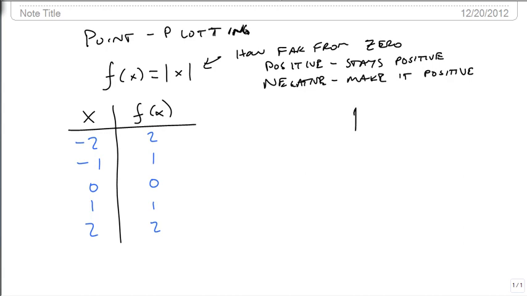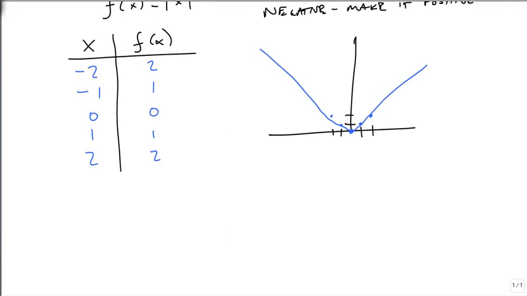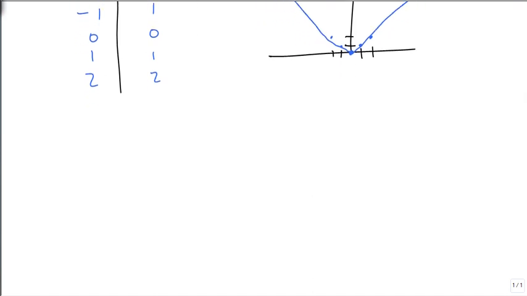And we get this graph that looks like this. The points are (1, 1), (2, 2), (-1, 1), (-2, 2). And we get this V shape based on that graph. And all absolute values have a V. It's just a matter of where that V takes place. So let's look at another example.